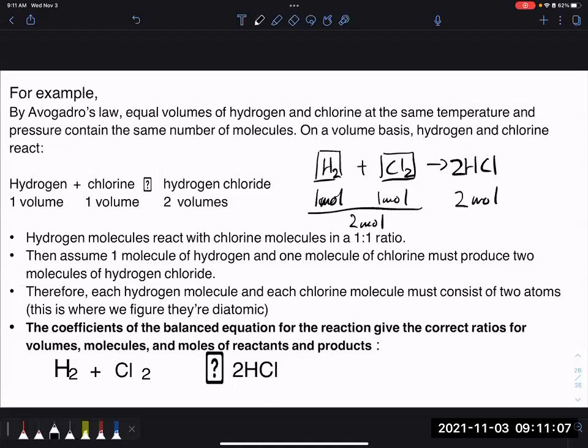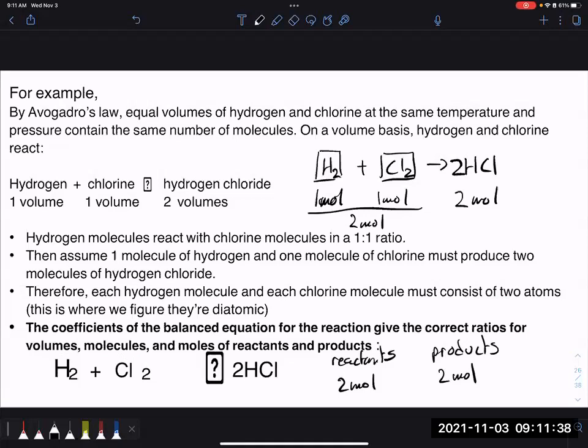So the coefficients of the balanced equation for the reaction give the correct ratios for the volumes, molecules, and moles of reactants and products. So we end up with our reactants, which is 2 moles, and our products, that's 2 moles. So you don't see a change in volume.